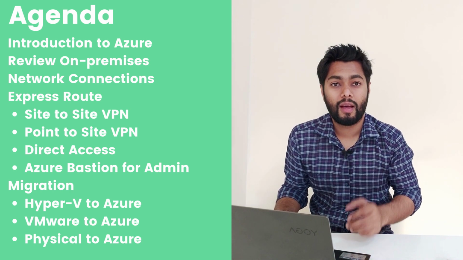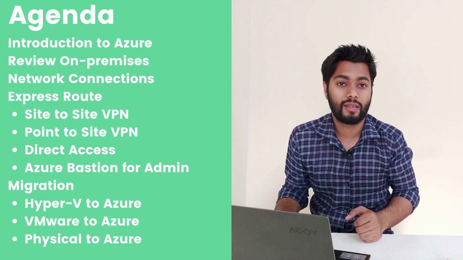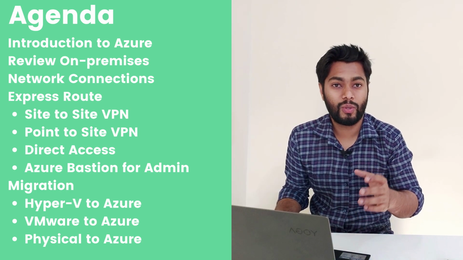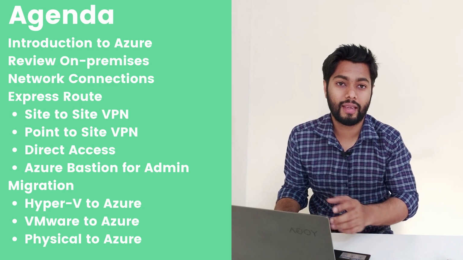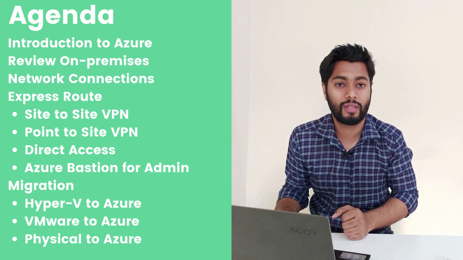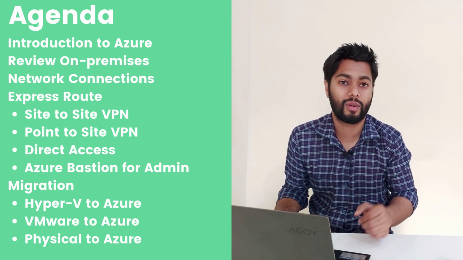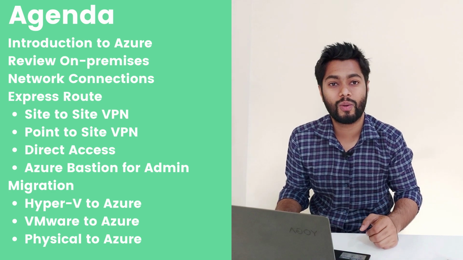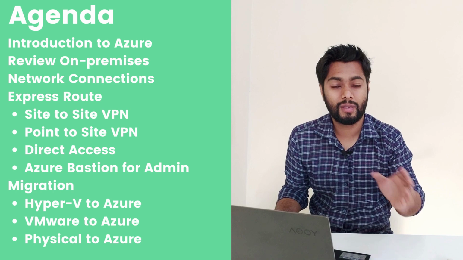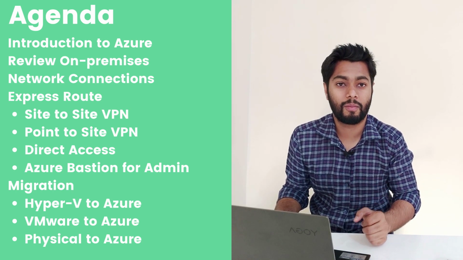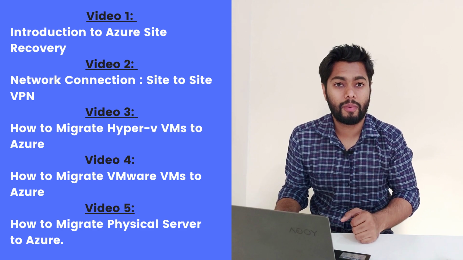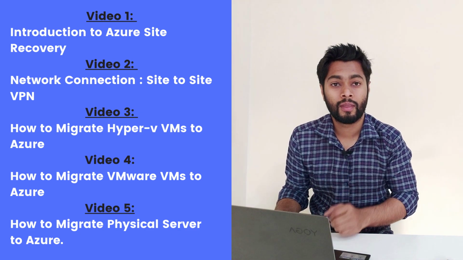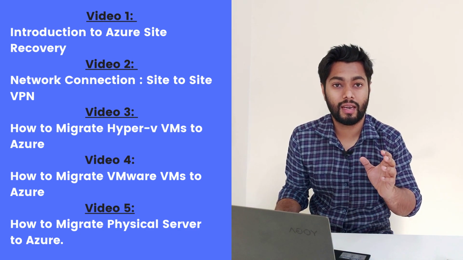Then migration: Hyper-V virtualized virtual machines, VMware virtualized virtual machines, and then physical workloads. So we're going to do different videos on how to migrate. We will use the same feature, Azure Site Recovery, but the procedure is different for the Hyper-V virtualized environment, the VMware virtualized environment, and physical workloads. So we're going to see a step-by-step demonstration of each of these methods. This series of videos is prepared in a way that we will do an introduction to Azure Site Recovery migration in this video, and in the coming video, we're going to see the network connectivity options.